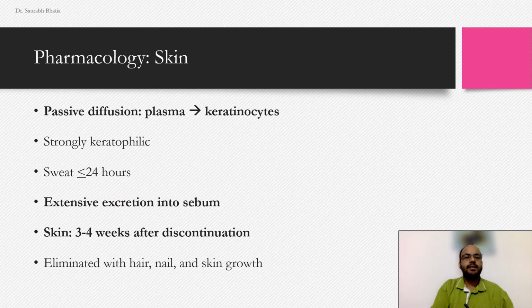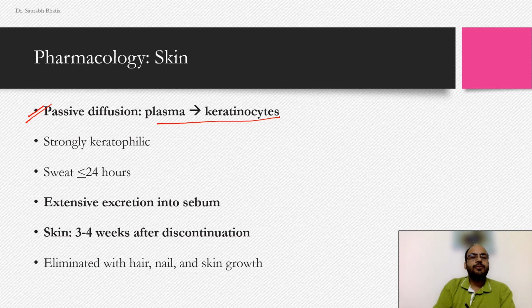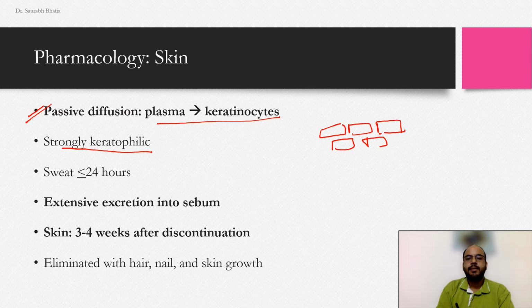So when we take itraconazole, it goes to the skin from the plasma by passive diffusion to keratinocytes, and it is strongly keratophilic. That means it likes keratin very much, and that is the reason why it gets adhered to the keratin. So here let's say we have keratin cells, we have keratinocytes, and we have blood vessels.